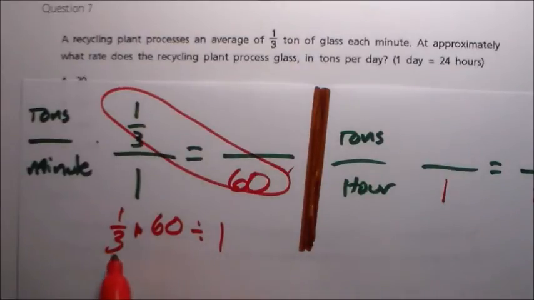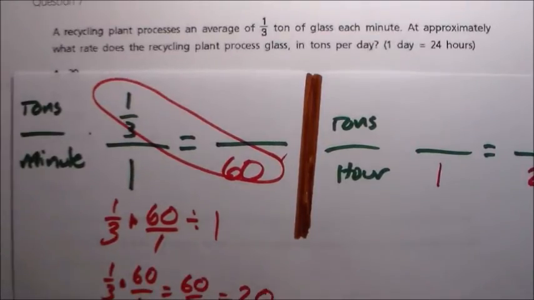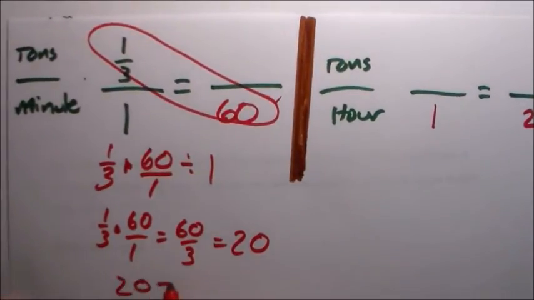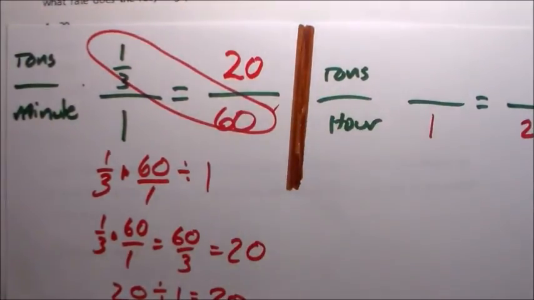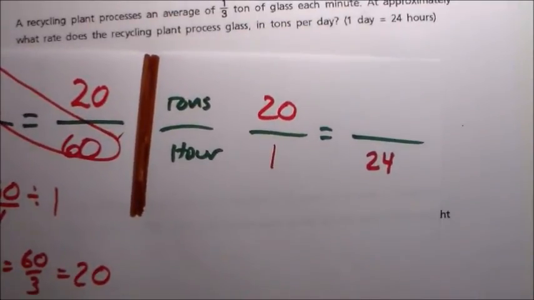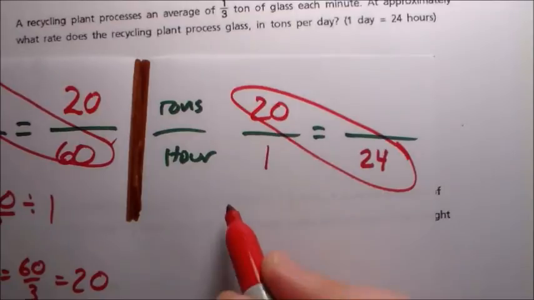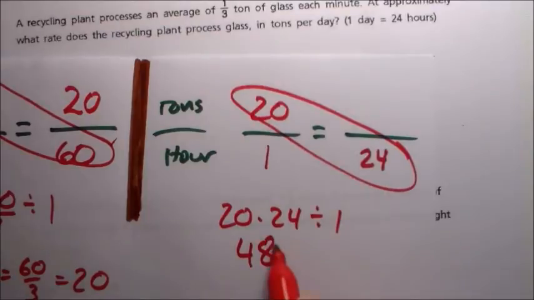If we cross multiply, 1/3 times 60 is the same as 1/3 times 60 over 1. We get 60 divided by 3 equals 20, and 20 divided by 1 is still 20. So we have 20 tons per 60 minutes, or 20 tons per 1 hour. So how many tons per 24 hours? Again, all we gotta do is cross multiply and divide. 20 times 24 divided by 1. We get 480 divided by 1, or just 480.